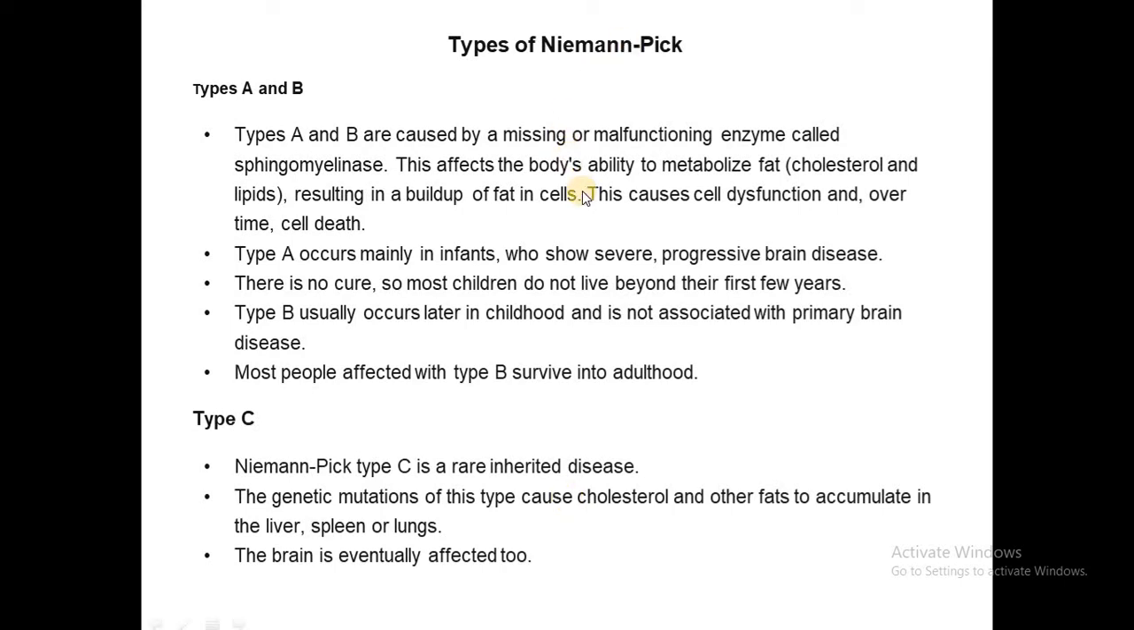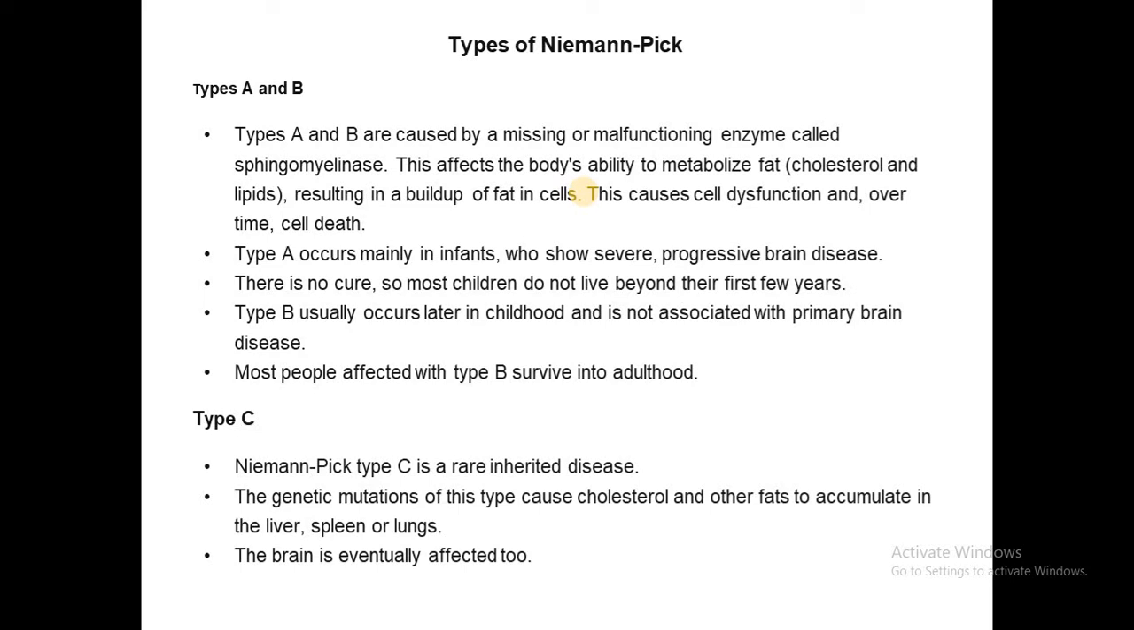So type A and B are mostly due to the deficiency of the enzyme sphingomyelinase. They accumulate in the cells, causing cell dysfunction and cell death. But the main differences between type A, B, and C are these: type A and B mostly affect the brain, while type C has fat accumulation, sphingomyelin accumulations in the liver, spleen, or lungs, and brain also. But in type A and B, the accumulations are only in the brain.